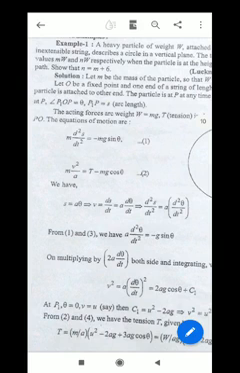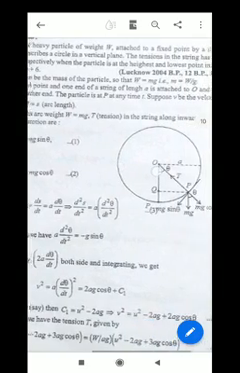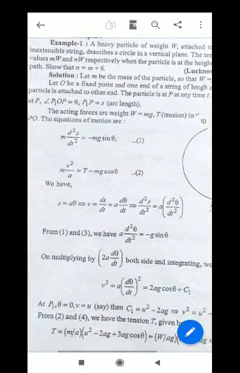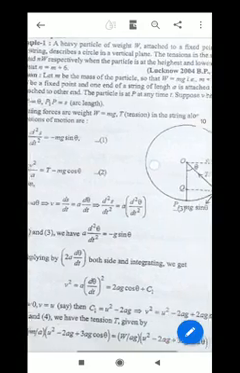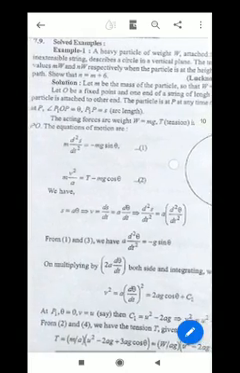Now let m be the particle mass, and capital W will be m into g, that is small m equal to capital W upon g. Let O be the fixed point and one end of the string of length a is attached to O. This is a circle and O is the fixed point. One end of the string is attached to O and at the other end the particle is attached.